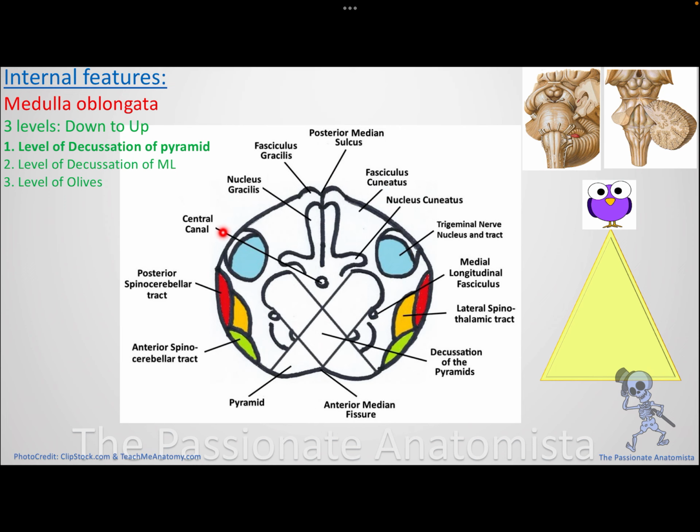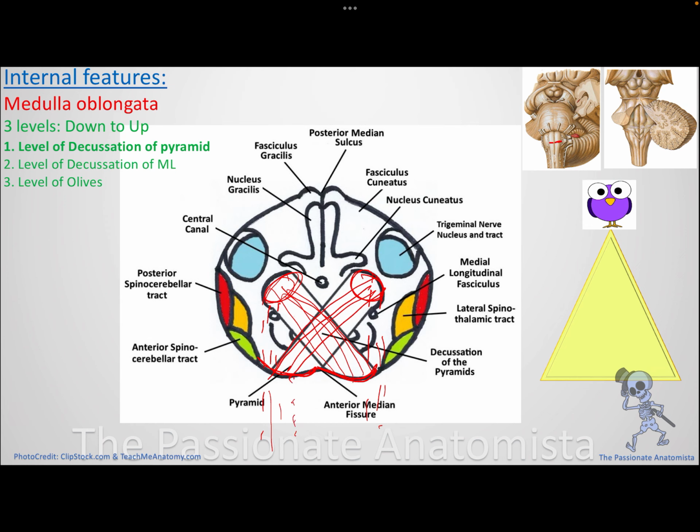Other than that, this is a bird sitting on a pyramid, so pyramidal decussation. So the pyramids are going to decussate. Remember, guys, these are the two pyramids that you can see from outside, all right? What's going to happen is they're going to decussate and go lateral to form the lateral corticospinal tracts, and then they're going to descend in the spinal cord as the lateral corticospinal tracts.